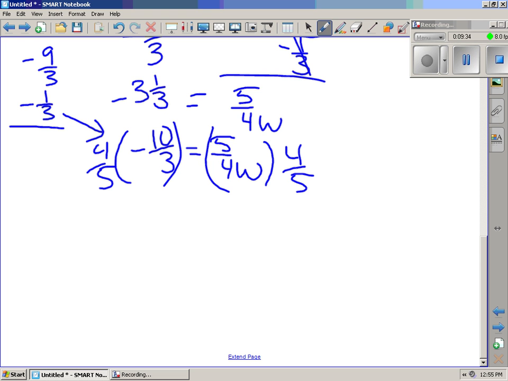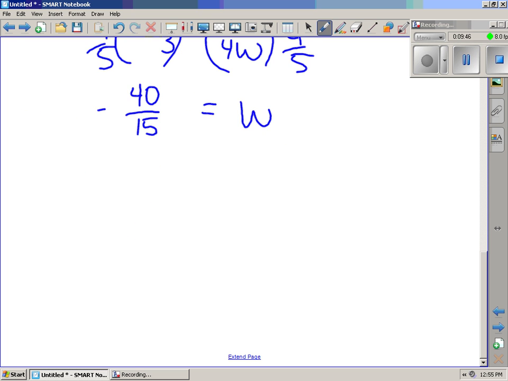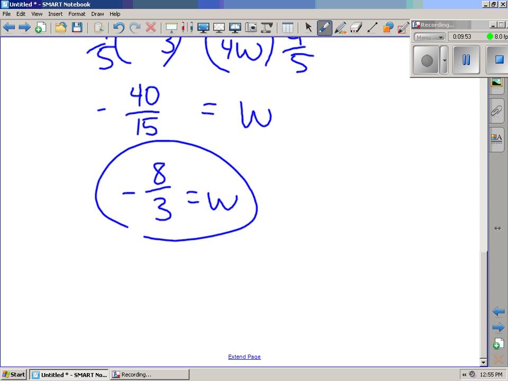On this side, we get 1 w. And on the other side, 4 times 10, I get 40. 5 times 3, I get 15. And a negative times a positive is a negative. Both 40 and 15 are divisible by 5. So I can go ahead and reduce. So you should get w equals -8/3. And those are the three problems on solving equations using fractions.